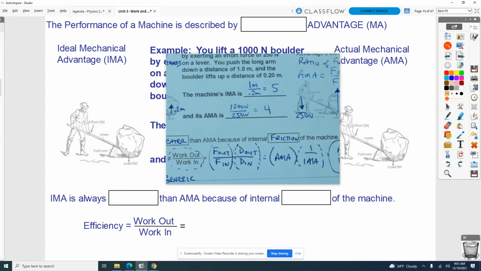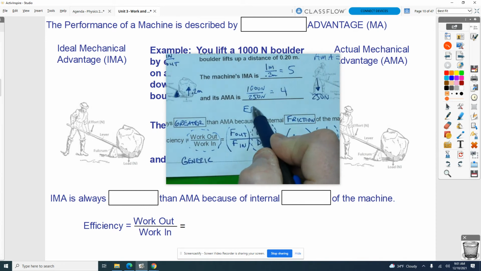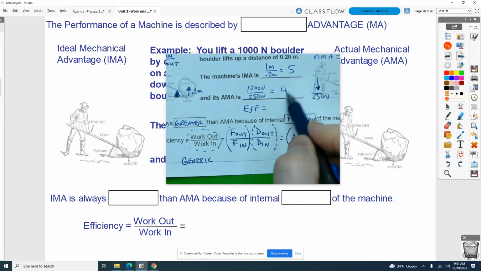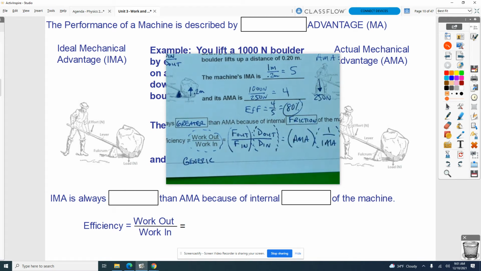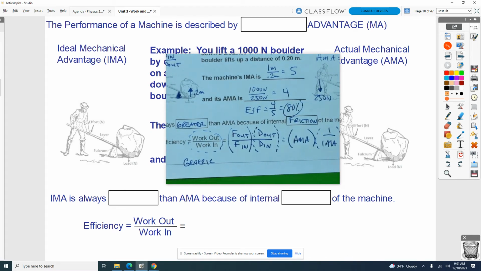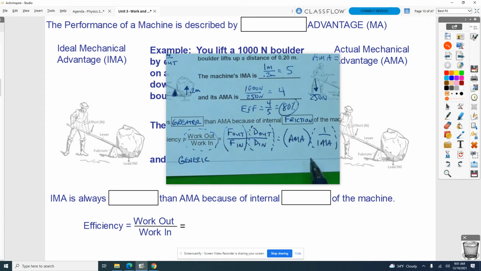For our example up here, we would say that the efficiency is just 4/5, or about 80% efficient. Okay, so you never get 100% efficiency. You never can. We always have some sort of internal losses.